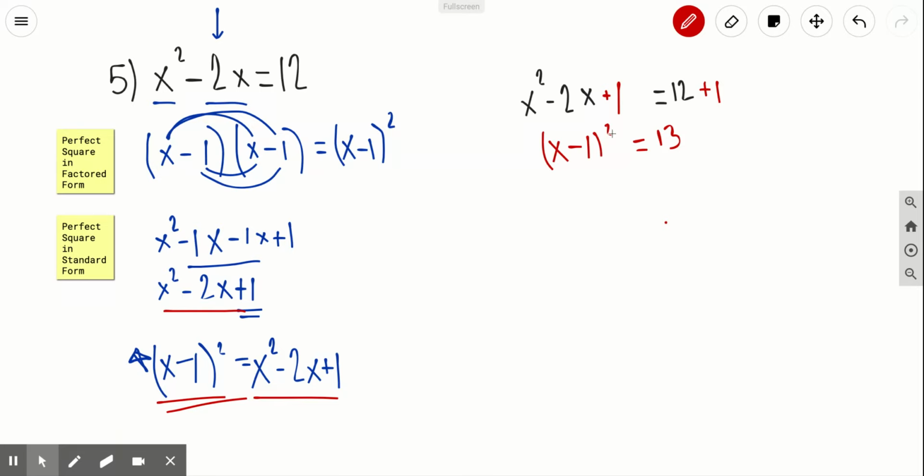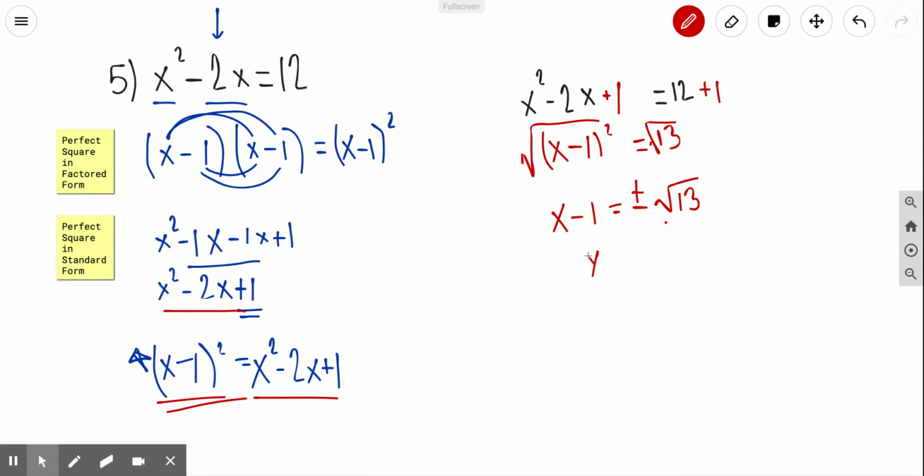I need to get rid of my squared on x minus 1 by taking the square root of the left. If I take the square root on the left, I do it on the right, and I end up with x minus 1 equals the positive or negative square root of 13. Notice that I left 13 under the square root symbol because the square root of 13 is not a whole number. I also included a plus or minus sign because the square root of 13 could be positive or negative.